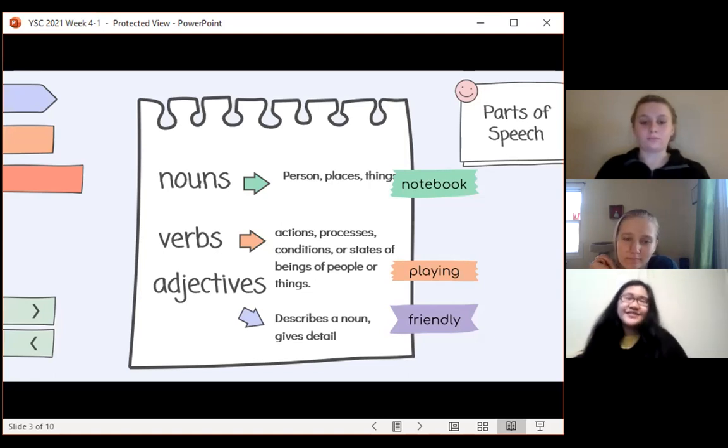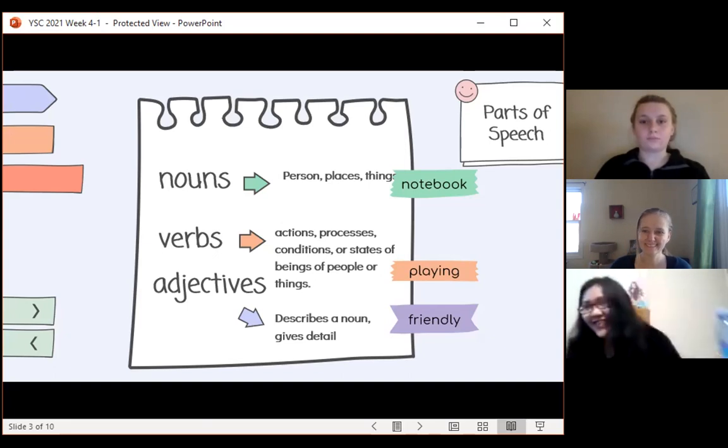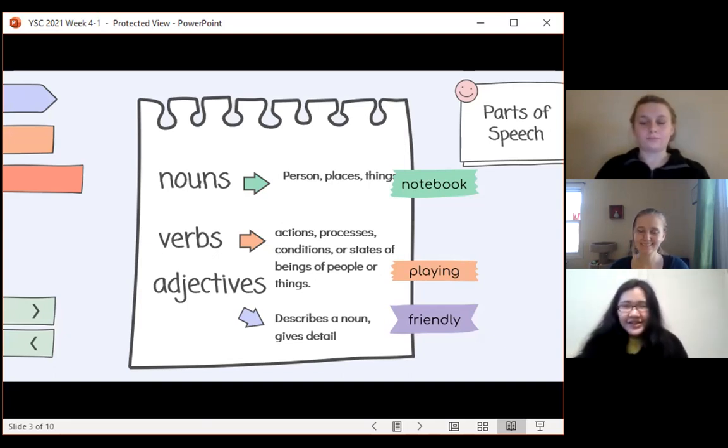Next is adjectives. Adjectives describe a noun and give details to it. So like the example of friendly, there's a friendly water bottle, or maybe a happy smile. There we go. But yes, these are the parts of speech.